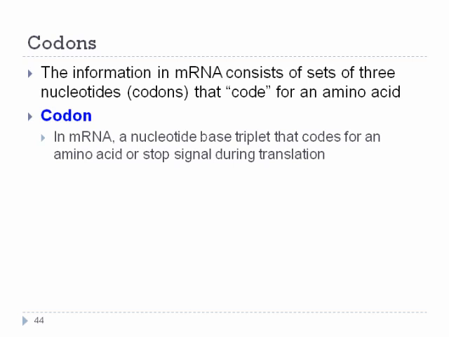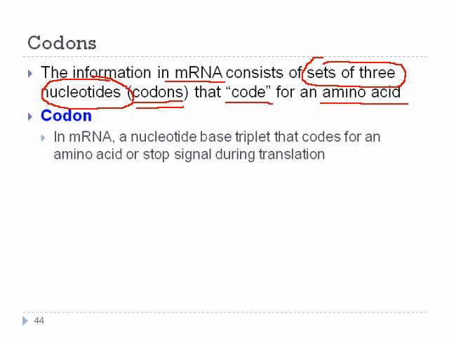So when we look at the mRNA to make a protein, to do translation, we look at the nucleotides in sets of 3. And the 3 nucleotides are called a codon. So the information in mRNA is in sets of 3 nucleotides. And that's called a codon because it codes for an amino acid.